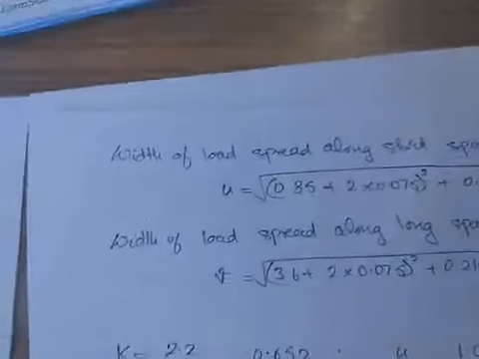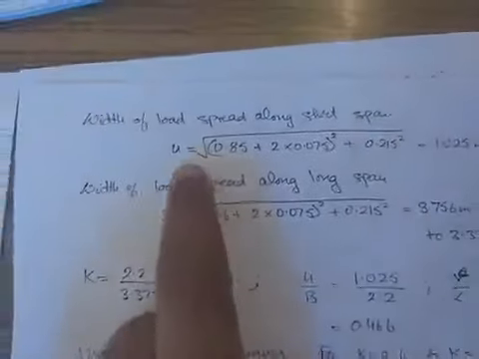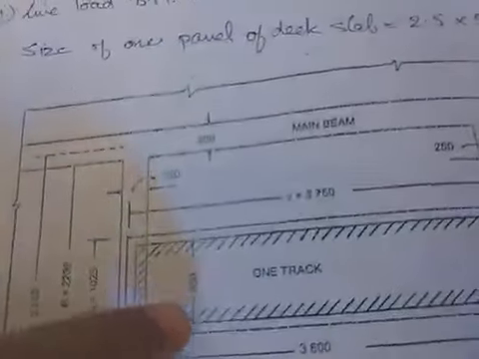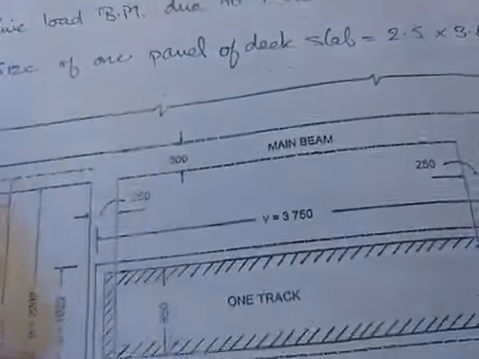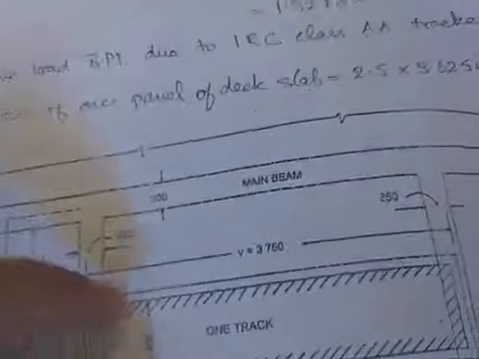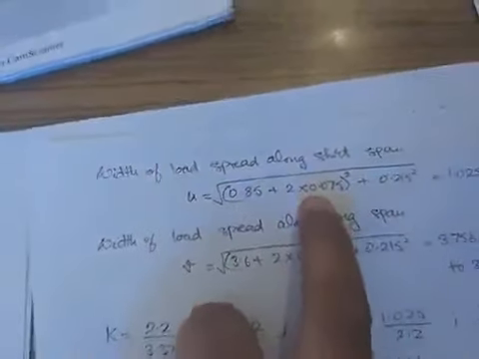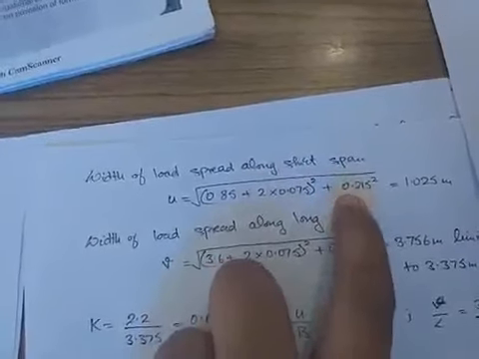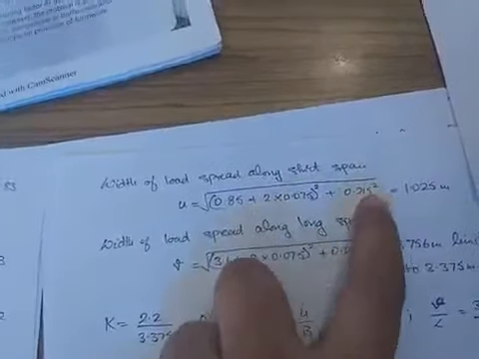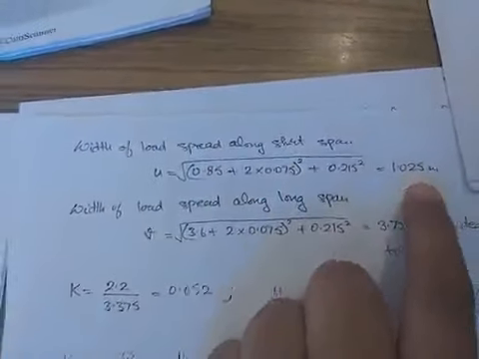So the width of the load spread along the short span, that means the value of u: 0.85, that is 850 mm, is the thickness we are talking about in this direction. So I'm going to calculate this u. It is 0.85 plus 2d, that is 2 times the thickness of the wearing course, whole square, plus h, which is 0.215, taking care of the units, square. This gives me the value of u as 1.025 in this case. Similarly, v can be calculated, in the other direction.